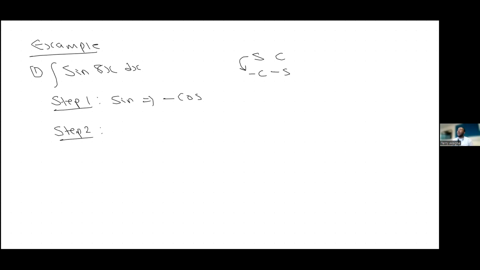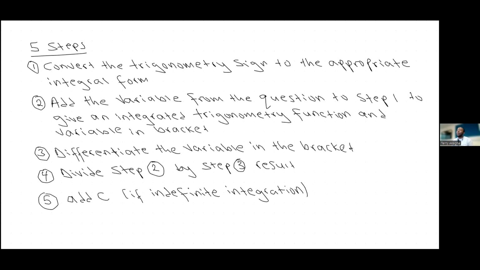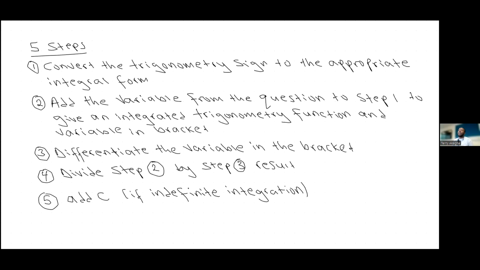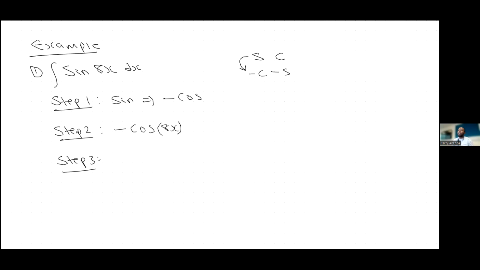Now step two said we have to add the variable from the question to step one to give an integrated trig function with the variable in brackets. So basically, this minus cosine, we're going to write it here. And the variable we had here is 8x. You bring it back here. Now step three, we'll have to differentiate the variable in the bracket. What's the variable we have in the bracket here? 8x. So when you differentiate 8x, it will give you 8.